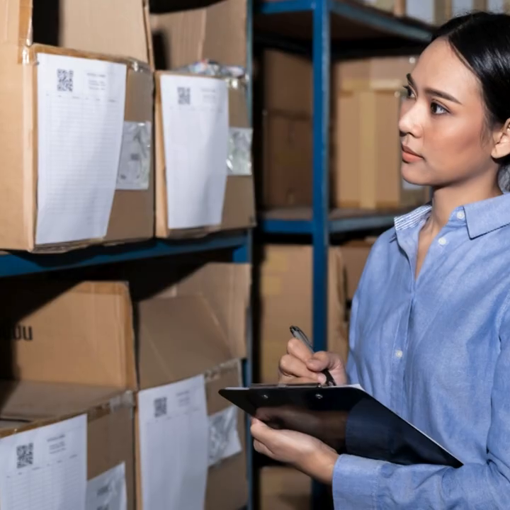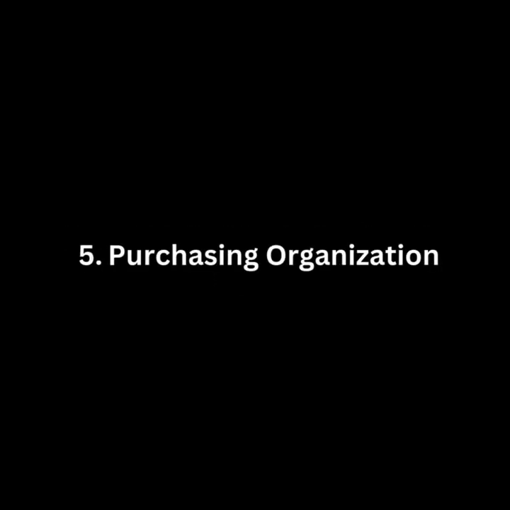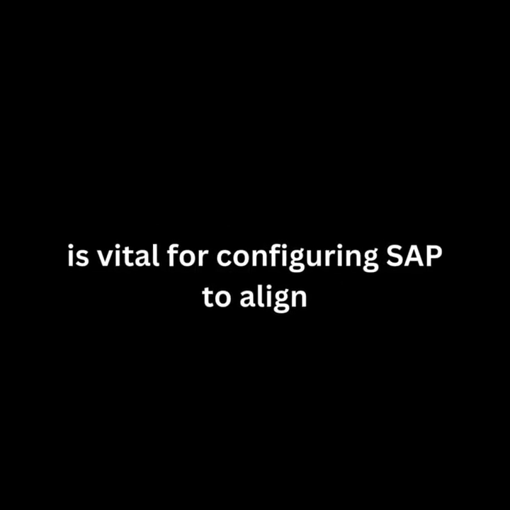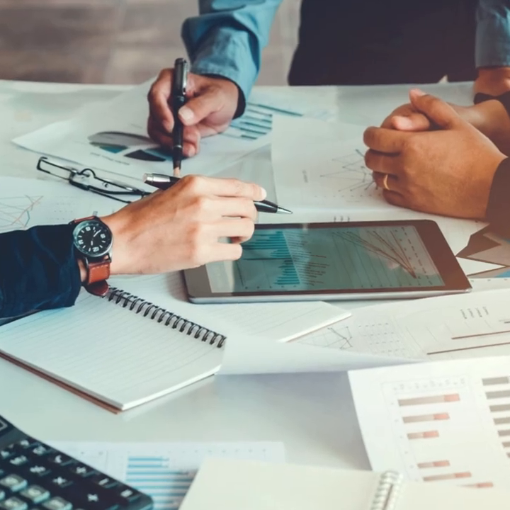Storage location. This divides inventory within a plant into distinct areas. Purchasing organization, a unit that manages purchasing activities and can be centralized or decentralized. Purchasing group, a group or individual responsible for procuring specific materials. Understanding these levels is vital for configuring SAP to align with your company's procurement strategy.